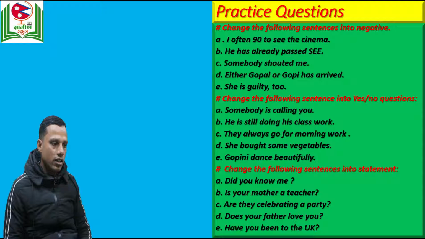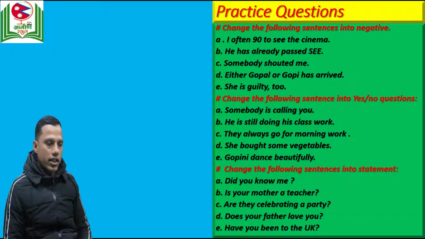Number A, let's see. I often go to see the cinema. It is in affirmative form. Now you can simply change this into negative as I hardly go to see the cinema. Or you can also say I rarely go to see the cinema. Or you can also use the word seldom, right? I seldom go to see the cinema. When an affirmative sentence contains words like often, sometimes, usually, then you can change them into negative as hardly, rarely, seldom, etc. You will do the rest of the questions yourselves.